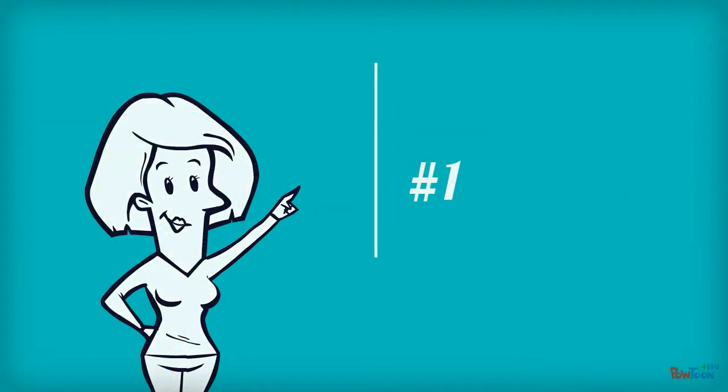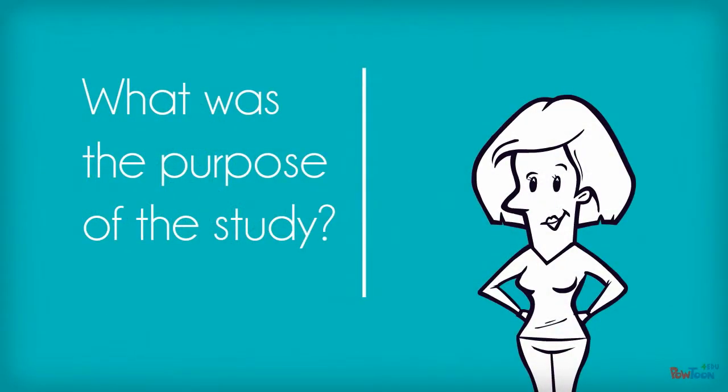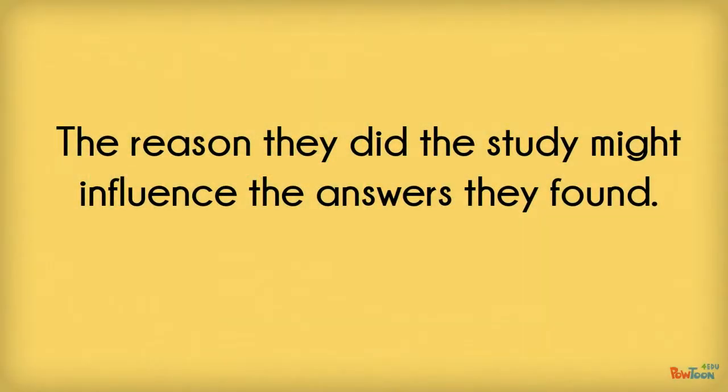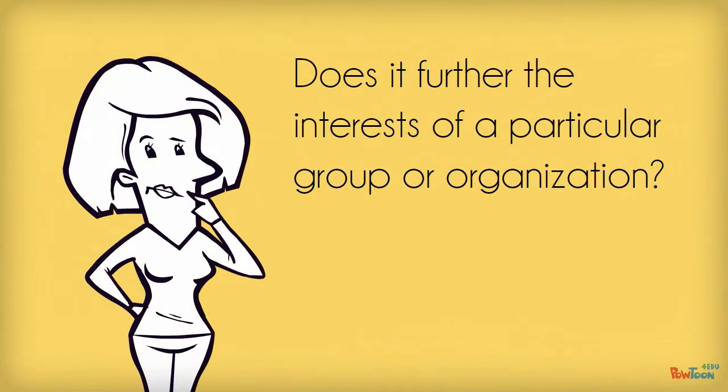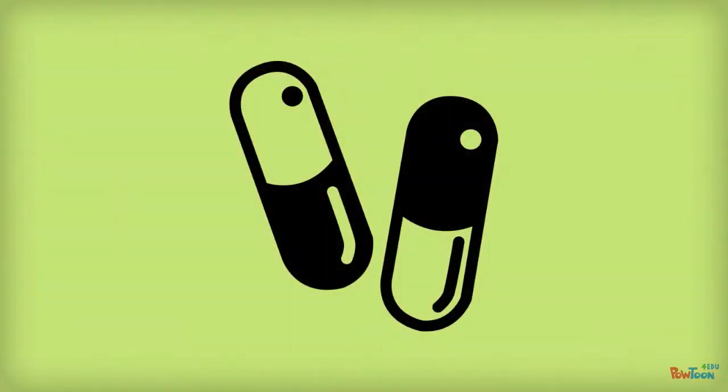Number 1. What was the purpose of the study? The reason they did the study might influence the answers they found. The data might be biased if it was collected to further the interest of a particular group or organization. For example, a drug company funding a study about a drug they have created.